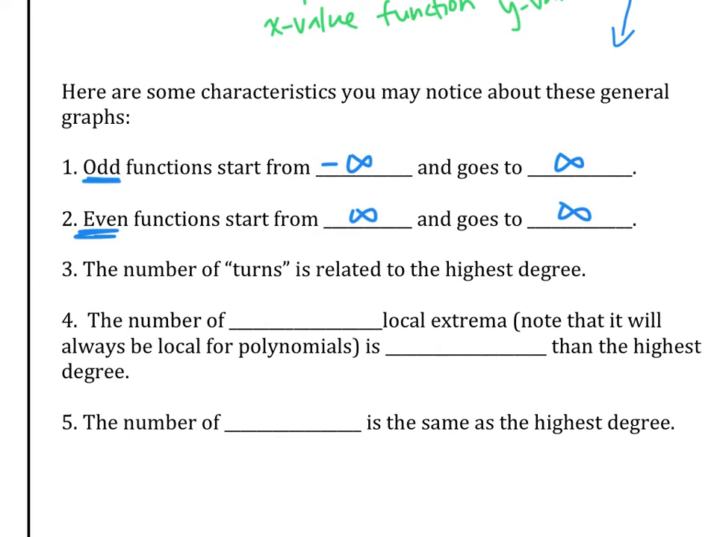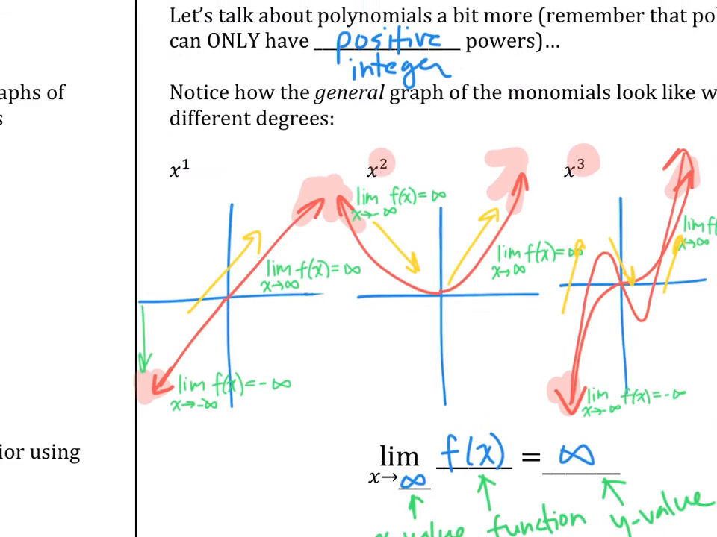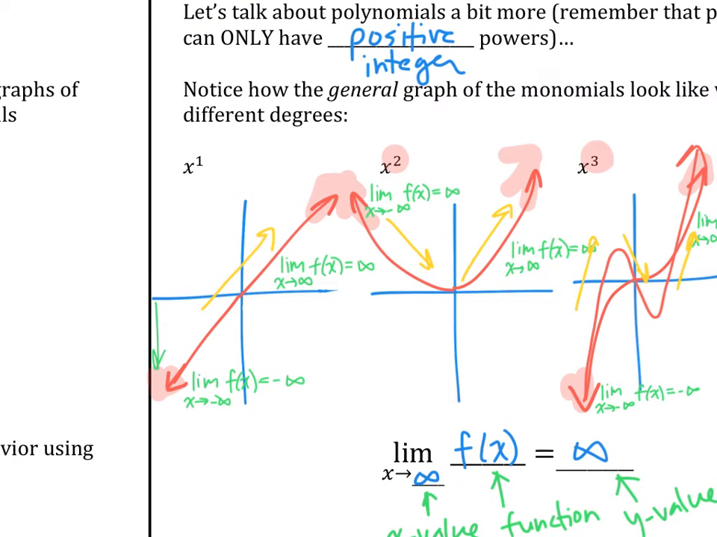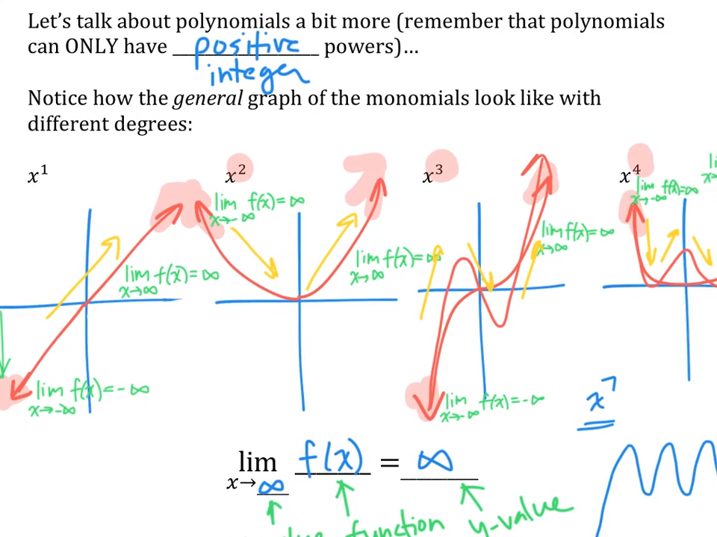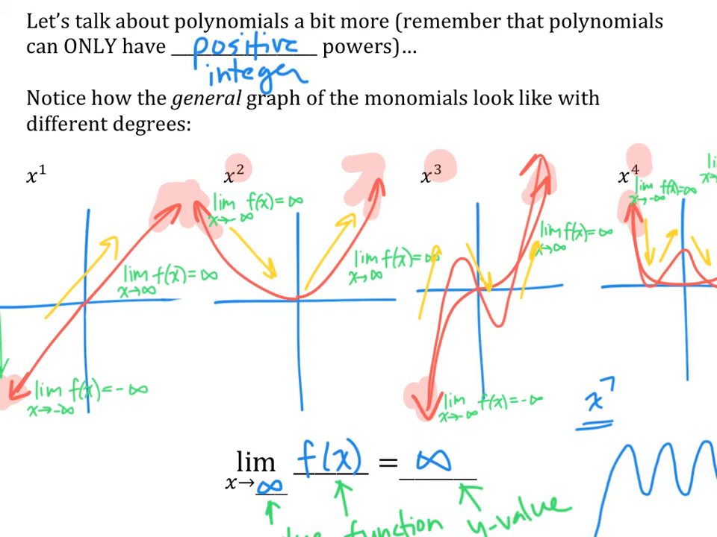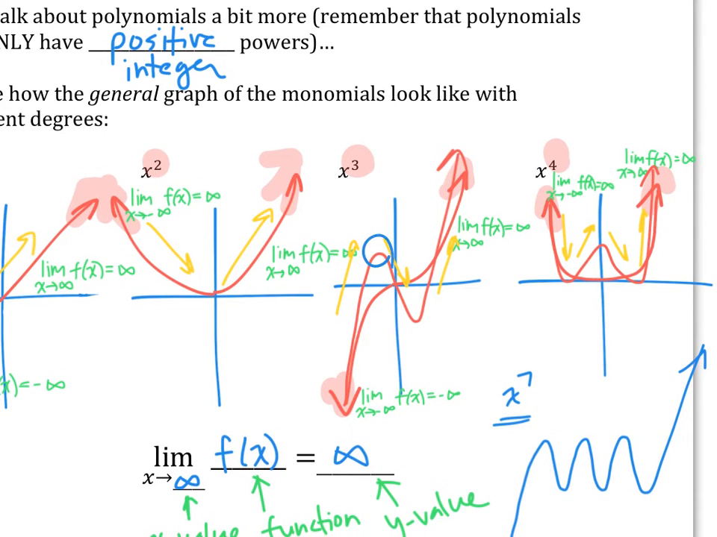All right, and so we can say the number of maximum local extrema, and it's always going to be local for a polynomial because it's always going to be unbounded. So let's look at x to the first. X to the first has no extrema, right? We don't have a hill, we don't have a valley. And if we look at x squared, we have one absolute minimum. And if we look at x cubed, it has 2 extrema. If we look at x to the fourth, 1, 2, 3, 3 extrema.